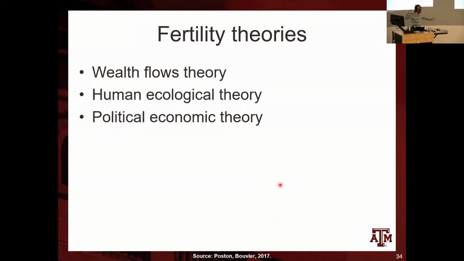Throughout history, different social scientists, demographers, economists, geographers, political scientists, and so on, have tried to explain all these changes that are going on in society. In this specific case, what are the reasons that made people in the past have more children and now they're having fewer children? In the textbook, we discussed three groups of theories. One is called the wealth flows theory, the second is the human ecological theory, and the third is the political economic theory.